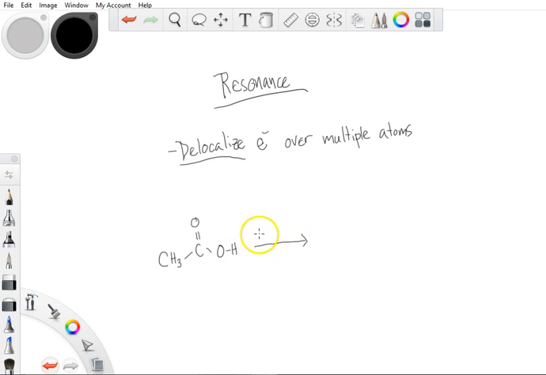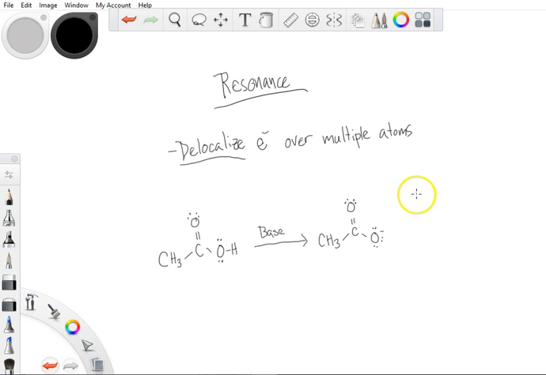And if we expose this to some sort of base, we can deprotonate the carboxylic acid portion and leave an O- in its place, right? So let's put in our lone pairs here. I should come back and include the lone pairs on our oxygens over here. And what resonance is going to do is take the negative charge that's left behind, and spread it out between the two oxygens that are present here.